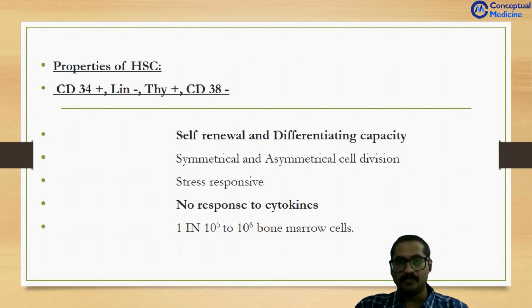Normally, hematopoietic stem cells are not stimulated by G-CSF, erythropoietin, thrombopoietin, whereas mature cells like neutrophils, RBCs, red cell progenitors, and megakaryocytes are easily stimulated by the growth factors, not the hematopoietic stem cells.